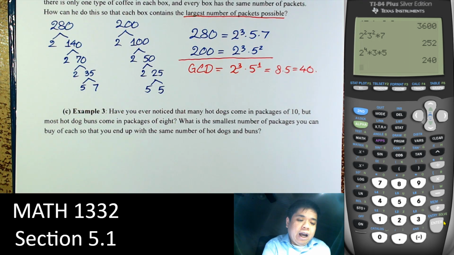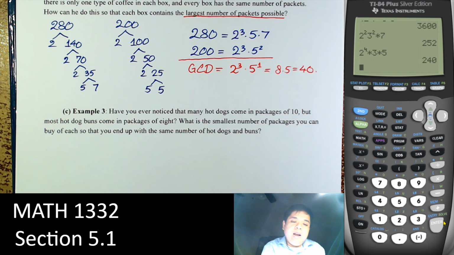Right. Next, have you ever noticed that many hot dogs come in a packet of 10, but most hot dog buns come in a packet of 8? Well, the point of that is usually when you buy it, you have 2 extra hot dogs, like they force you to buy the extra 2 when you don't need them. But let's say you don't want that, and you just find the smallest number of packets you can buy so that they have the same number of hot dogs and buns. So my question is, do we break up a packet of hot dogs or the packet of buns? The answer is no, we're not breaking them up.